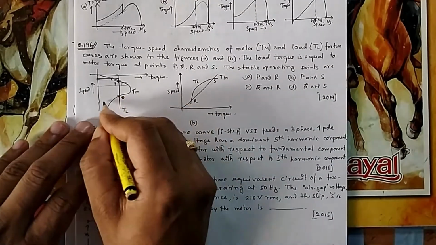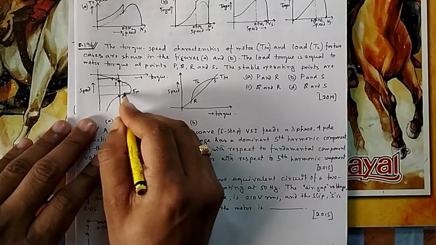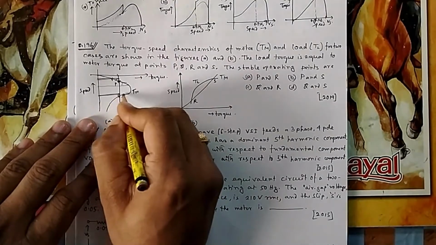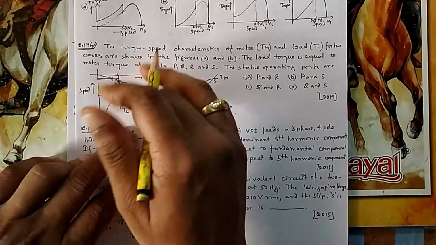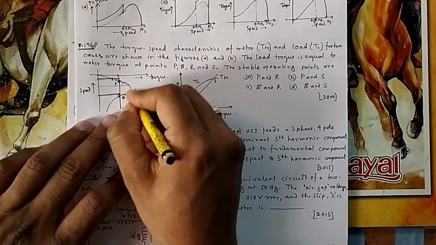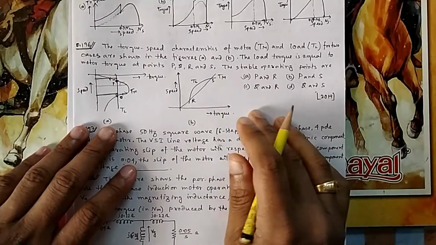Now if you come to Q, if you increase your speed here, now you see your TM is more than TL. So if you increase your speed, then also your motor torque is more. So it will further increase this one. It will keep on increasing. It will not come back to Q. So Q is not a stable point.